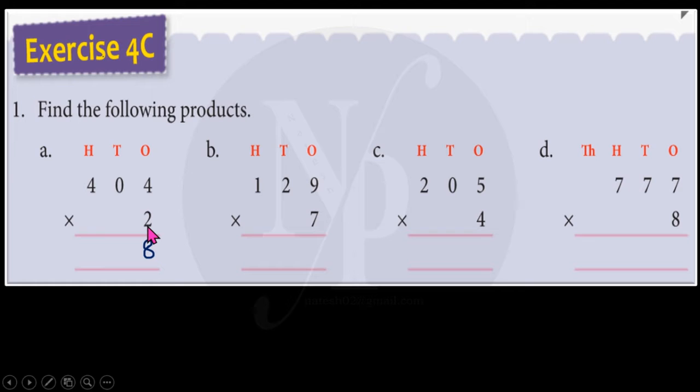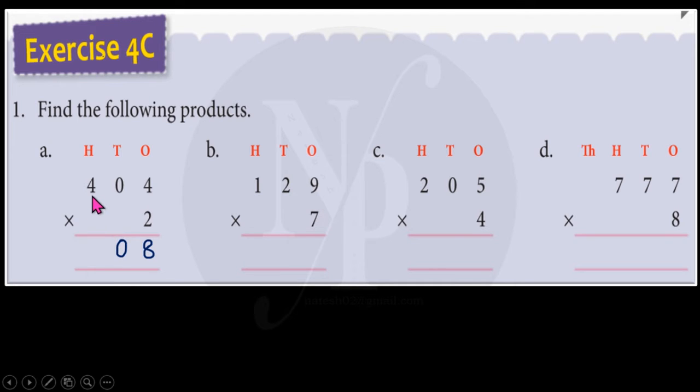Next we multiply the digit at tens place by 2. Here in tens place we have 0. And if you multiply 0 by any number, you get 0 as product.